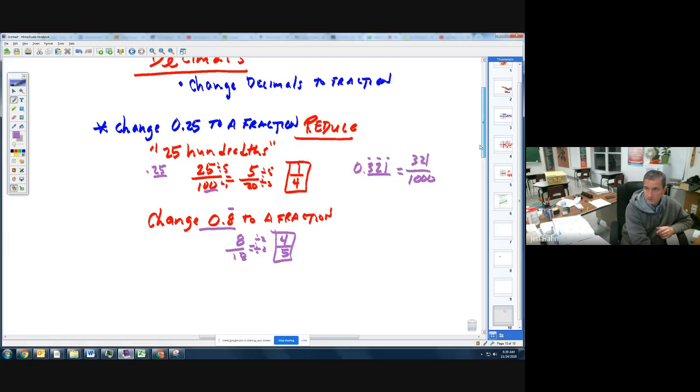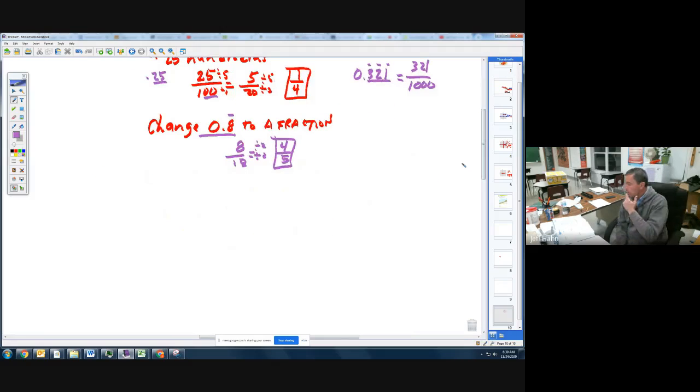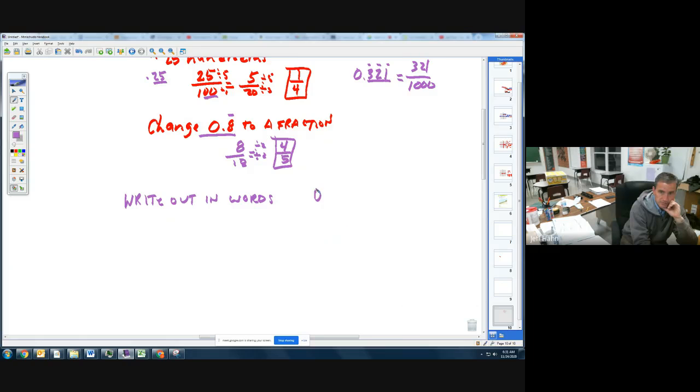Now, what the book will also want you to be able to do is to say decimals or read decimals. And maybe we should have done this first, but if I told you to write out in words 0.62, it's a pretty simple little process here.